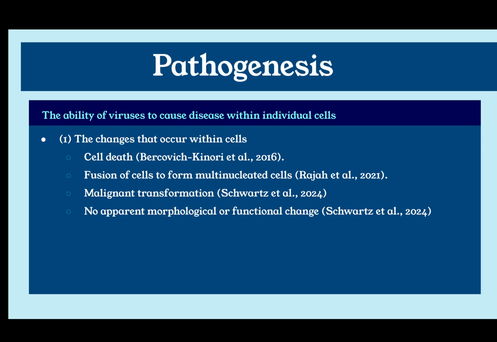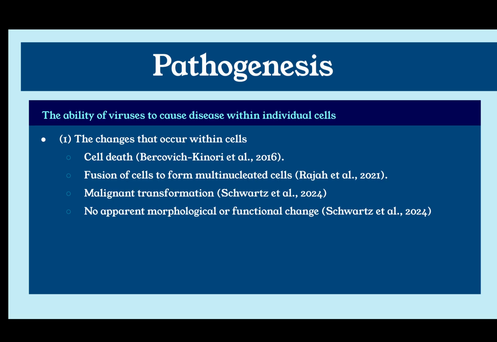The next main effect of viral infection on the cell is the fusion of cells to form multinucleated cells. When viruses cause infected cells to fuse with neighboring cells, they create large multinucleated structures. These fused cells are abnormal and cannot perform normal cellular functions, which disrupts the tissue's overall integrity and efficiency.